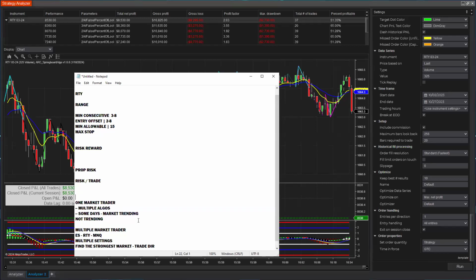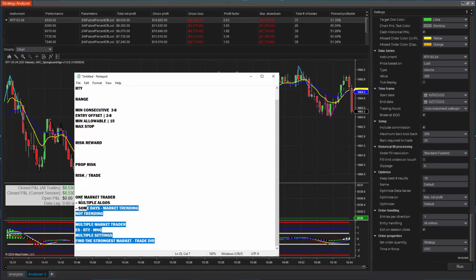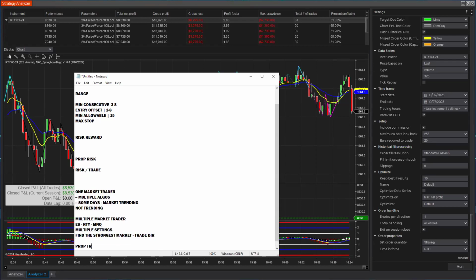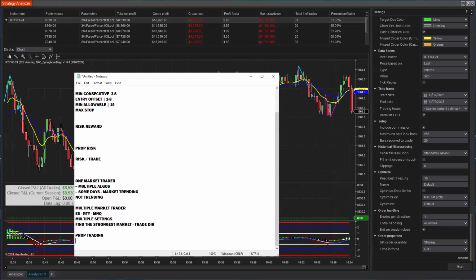Okay, so there's a couple philosophies there. Just by doing this, you're already going to have better prop trading. The next factor is taking a look at, well, what are your prop trading requirements? Do it from a risk standpoint, not a target standpoint.